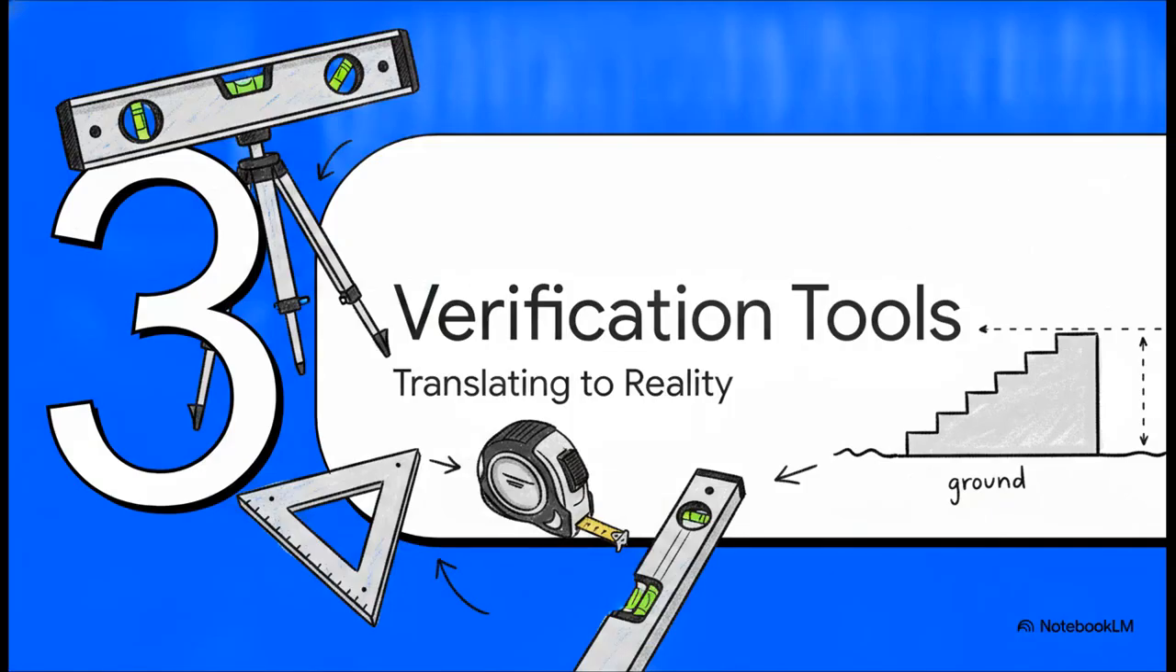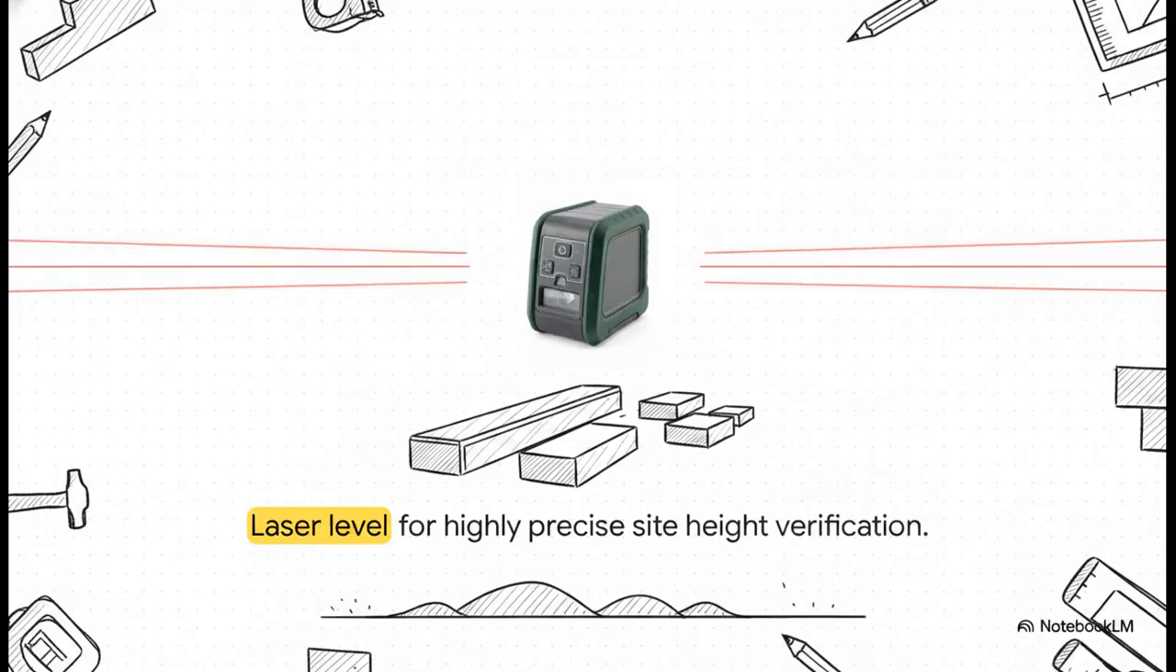Section 3, Tools for Verifying Heights. Let's translate those plans to reality. You know, site conditions are constantly changing. Dirt gets moved, paths get poured. Relying on drawings alone just isn't enough, which is exactly where your verification toolkit comes into play.